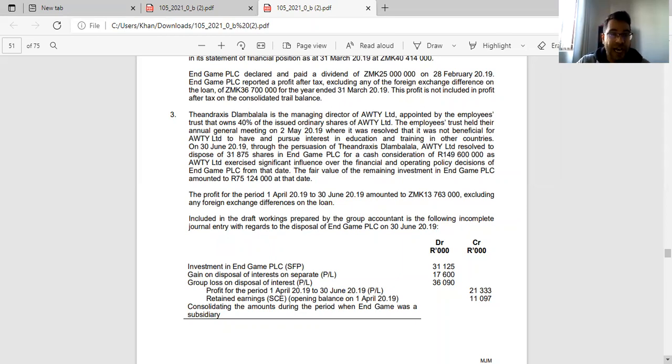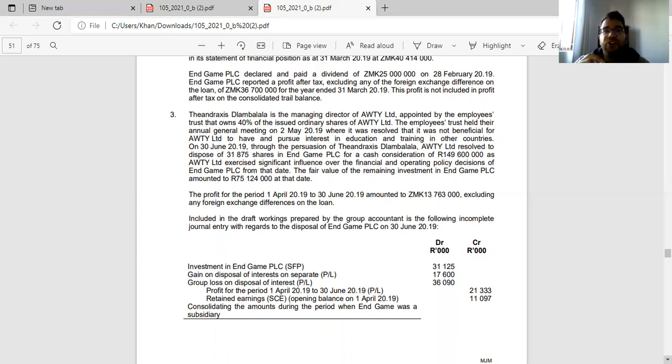What is the big event for us is 30th June 2019. So what happened on that date? Draw a short story for yourself. What happened? It was basically a sub going to an associate. So that means you lost control. Because if a sub went to an associate, it means you lost control and you have equity, you have significant influence. So that means you have to dispose of the subsidiary.